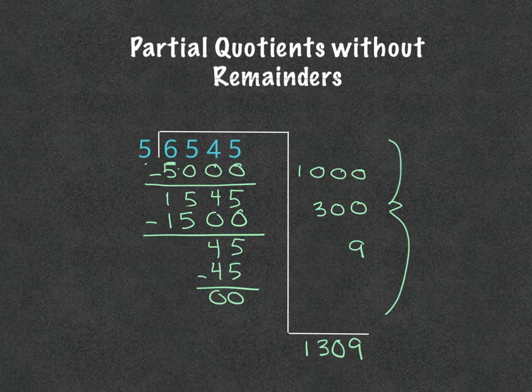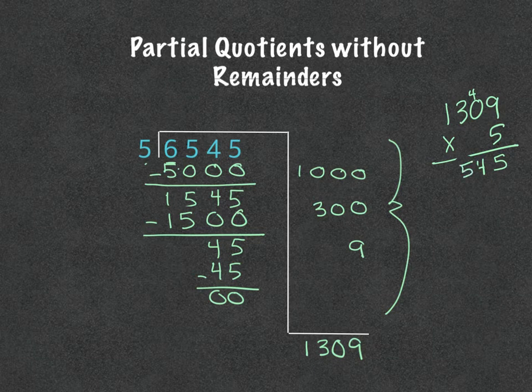If we want to double check it, we can do 1,309 times 5. So 9 times 5 is 45. I was about to put my 4 down at the bottom. 5 times 0 is 0, plus 4 is 4. 5 times 3 is 15. 5 times 1 is 5, plus 1 is 6. So you can see that we get the same number that we had underneath, okay? So that's how that is going to work.